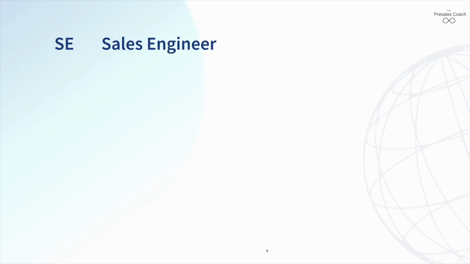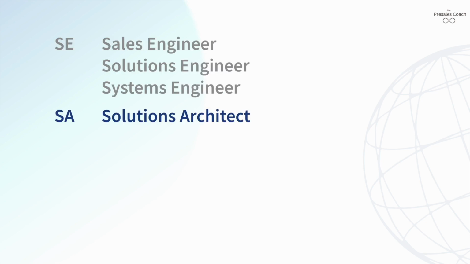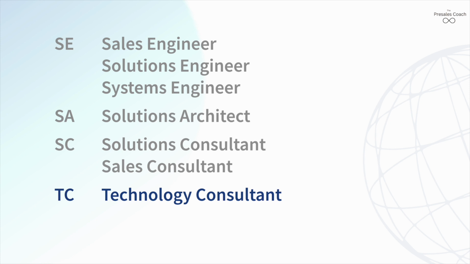But first of all, we need to talk about the name of the role or the job titles that are in use. You'll hear many acronyms for the pre-sales role. For example, SE, SA, SC, TC, TS, and various others. SE will usually refer to sales engineer, solutions engineer, or systems engineer. SA is solutions architect. SC is solutions consultant or sales consultant. TC is technology consultant, and TS is tech sales.